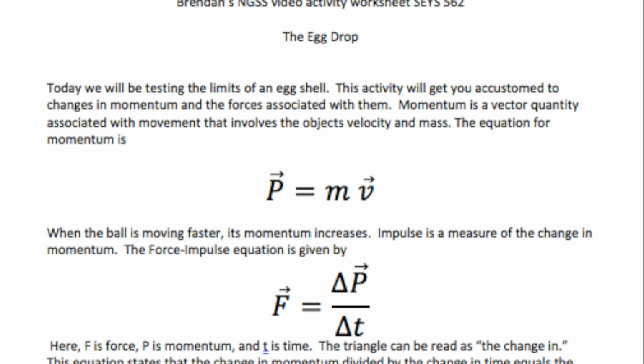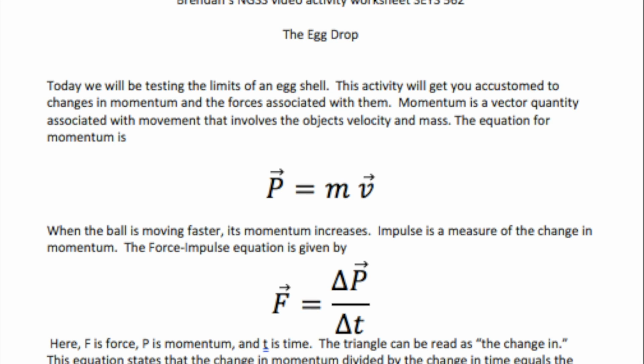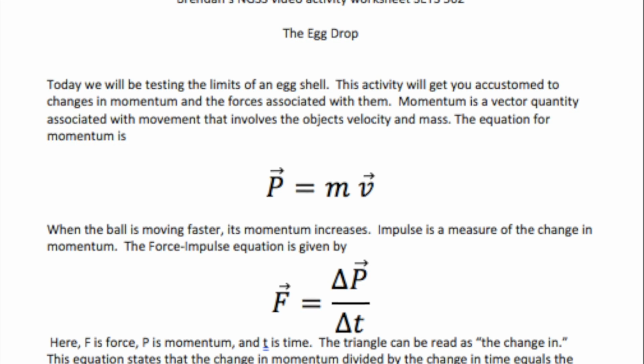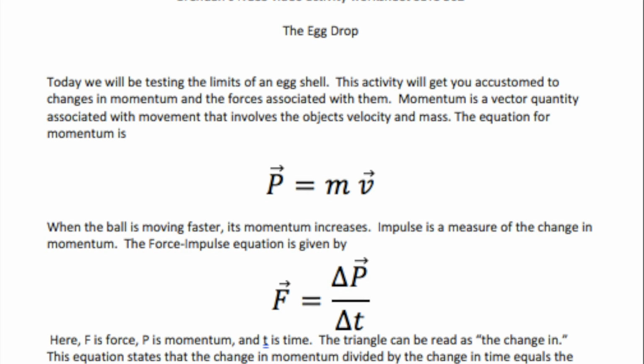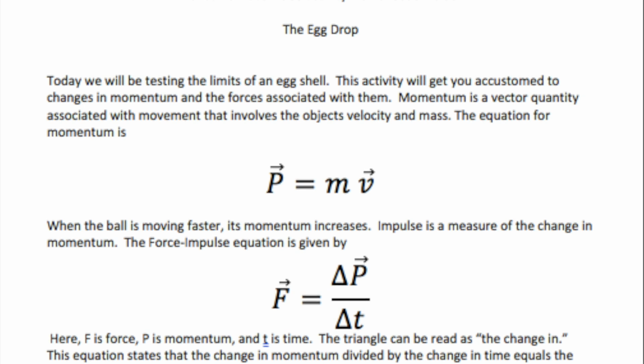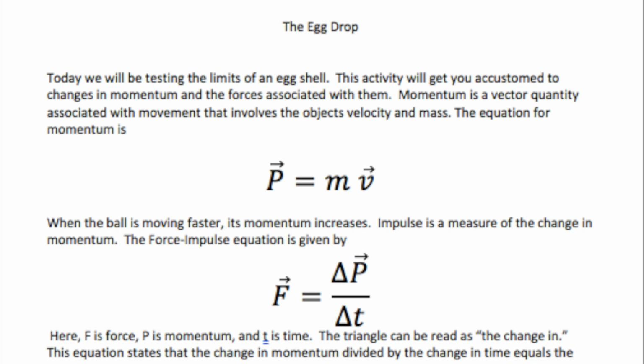So the first thing I want to point out is that momentum is a vector quantity, so it has magnitude and direction. It is not a scalar quantity. Velocity also is a vector quantity. Mass is a scalar quantity. You can see it doesn't have a little arrow above it.